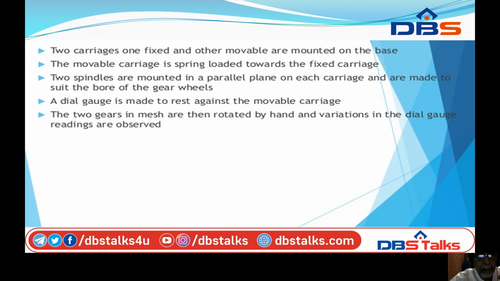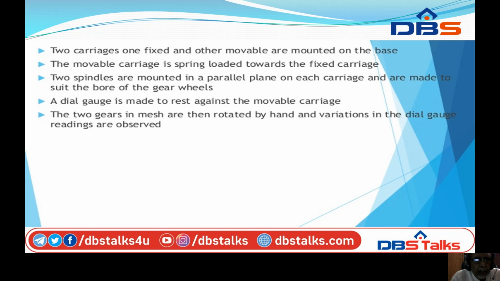Two carriages, one fixed and the other movable, are mounted on the base. The movable carriage is spring-loaded towards the fixed carriage. Two spindles are mounted in a parallel plane on each carriage and are made to suit the bore of the gear wheels. A dial gauge is made to rest against the movable carriage. The two gears in mesh are then rotated by hand and the variations in the dial gauge readings are observed.